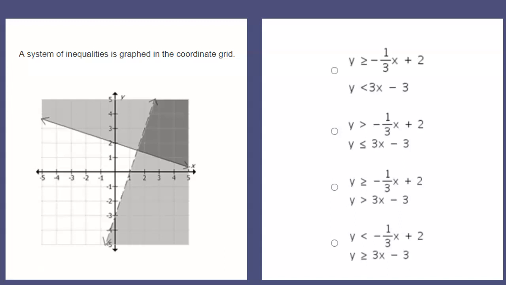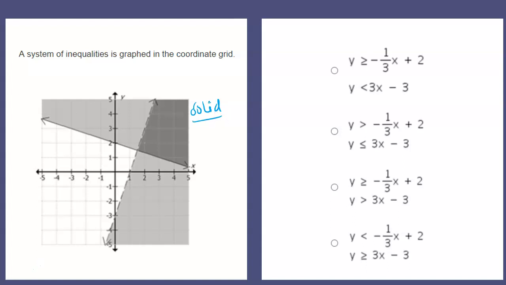Hopefully you paused and tried this one on your own. So we have two different lines here, one dashed, one solid. That means we have one that's "or equal to" and one that's not. If you look at our answer choices right now, that's not enough to help us. So let's pick one to focus on. Let's focus on the solid line.